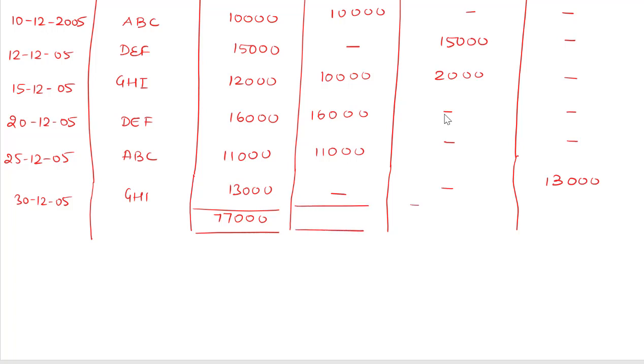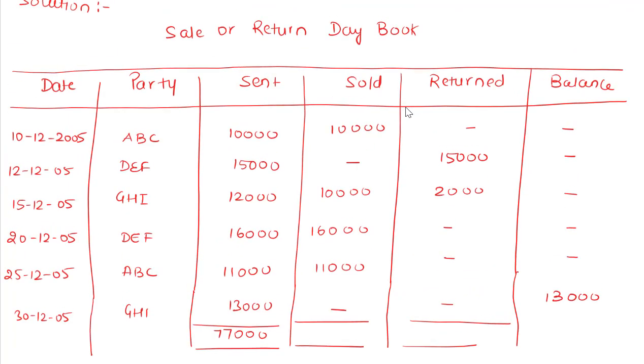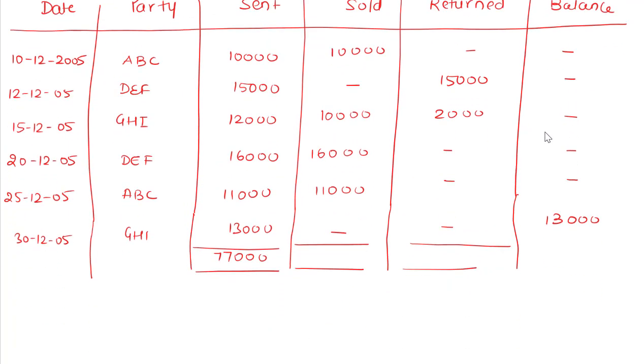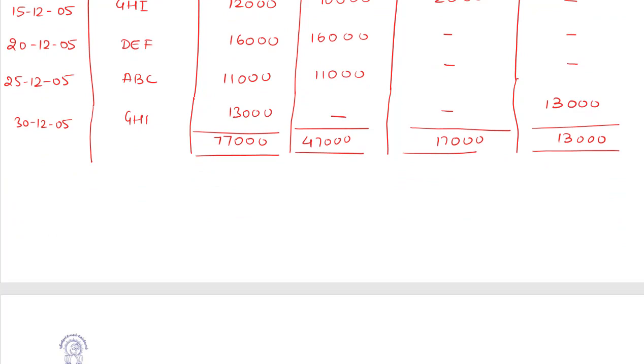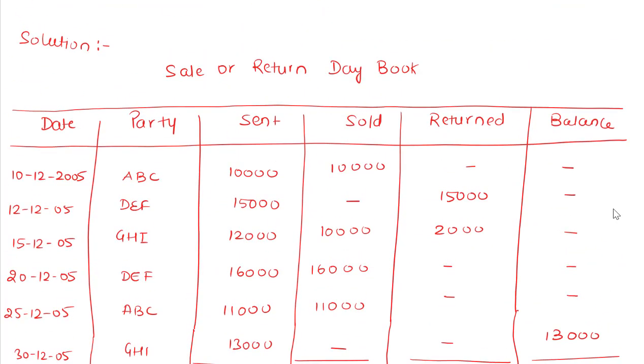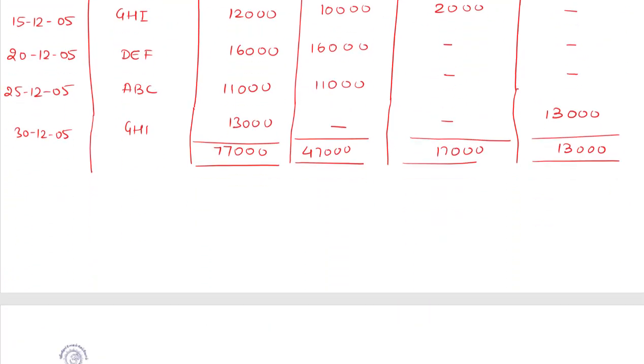Let's do a quick total of sales, return and balance. Sales total 47,000, return is 15 plus 2, 17,000, and the balance is 13,000. So this was the sale or return day book. The next account we need to prepare is the sale or return total account.